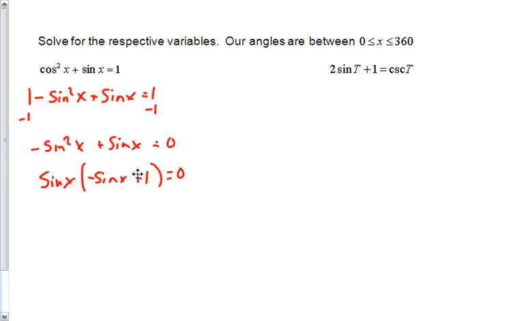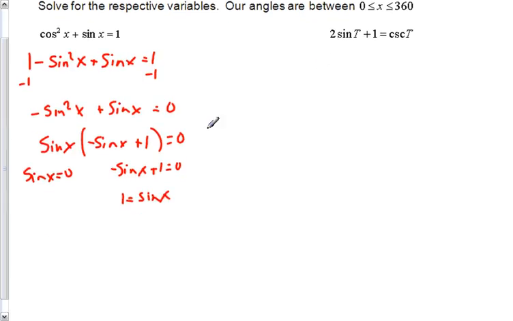Set each term equal to 0. I get sine of x equals 0. And then I get negative sine of x plus 1 equals 0. Move sine of x over. I get 1 equals sine of x. Right? Could have factored out a negative. Still leads you to the same answer.